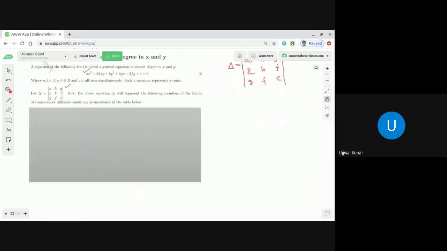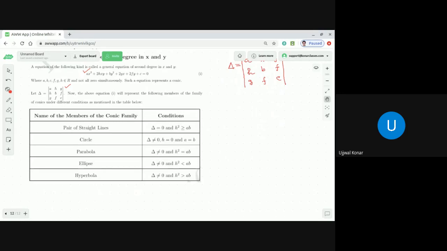So this general equation of second degree will represent a pair of straight lines if delta equal to 0 and h square is greater than or equal to ab. That is what you see in the first condition. It will represent a circle if delta is not equal to 0, h is equal to 0 and a equal to b. It will represent a parabola if delta is not equal to 0 and h square equal to ab.